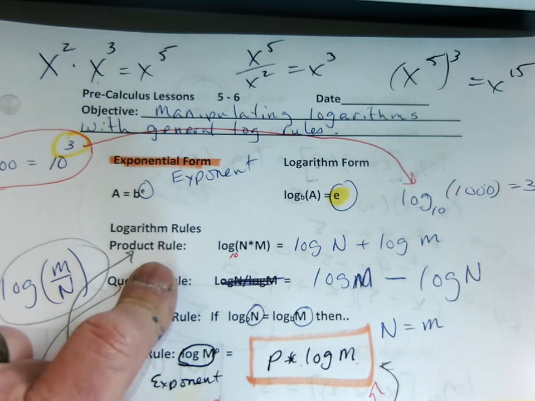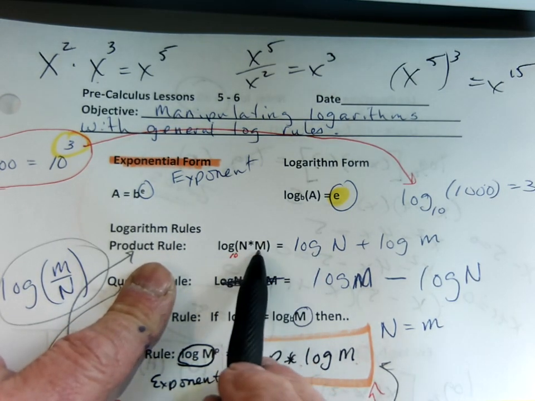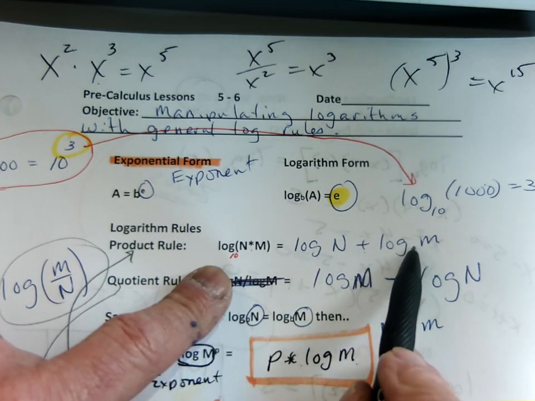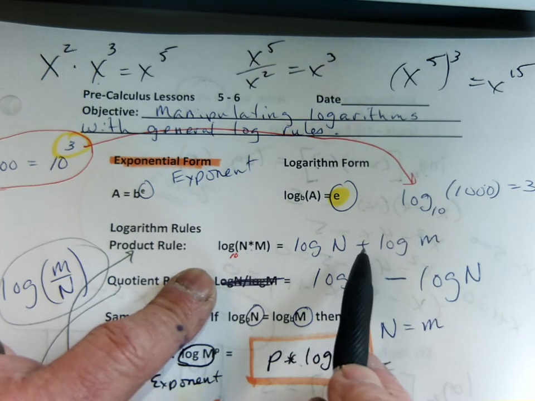So first of all, if we multiply two bases, we add their exponents. Well, the logs are the exponents, so I've got two bases multiplied. We change the times to add, and we add the exponents. So log of n plus log of m. So when we multiply, we add logarithms.